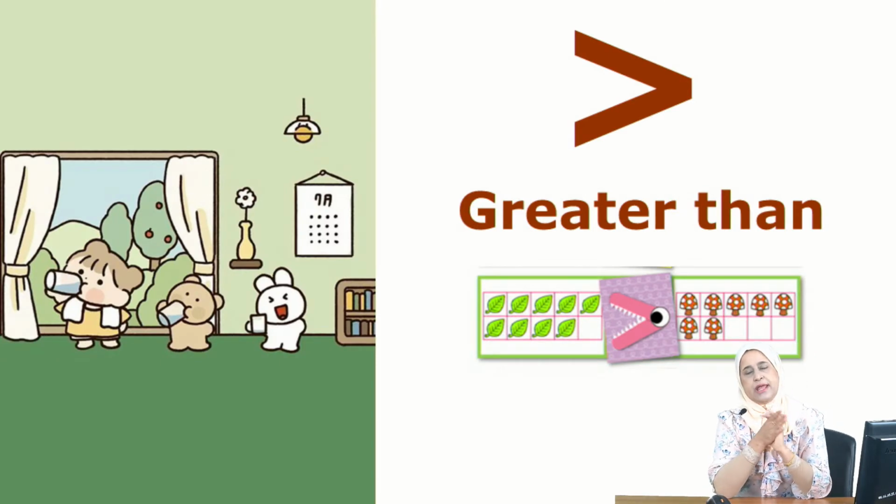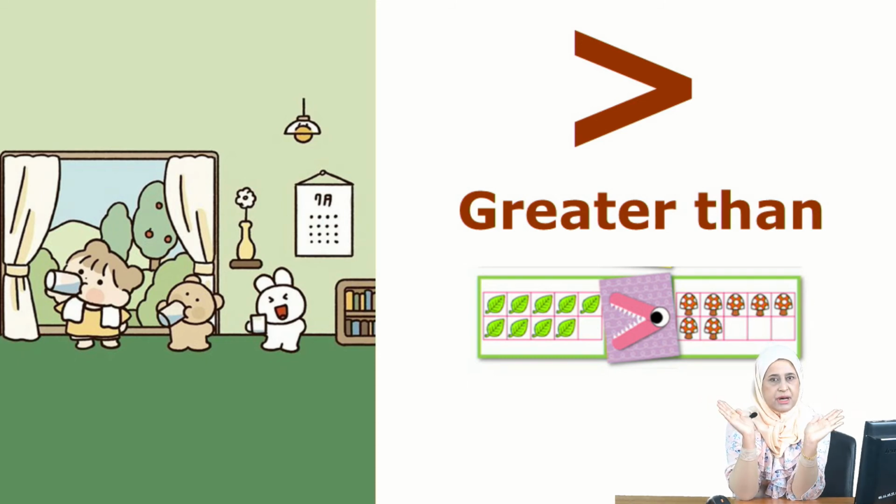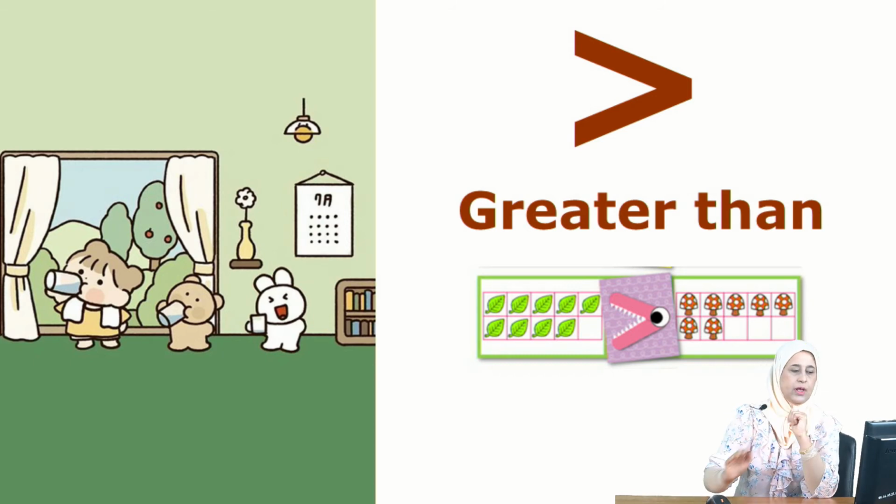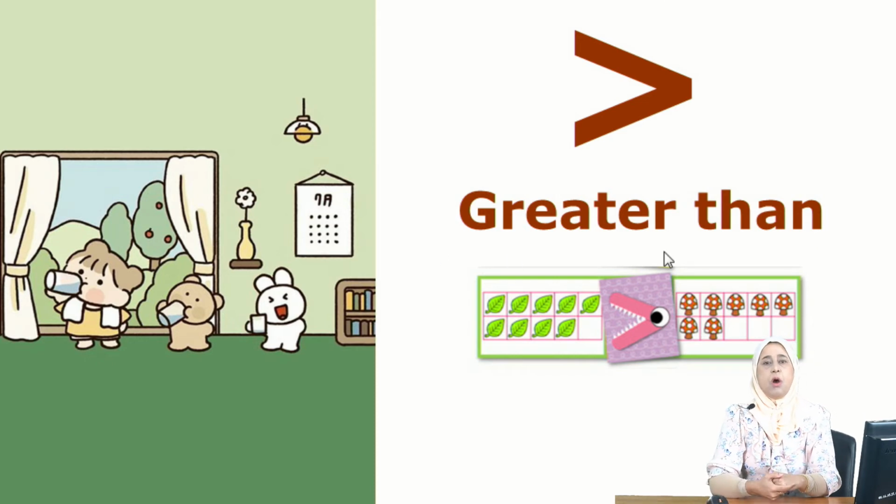Greater than and more than. Students, do you know, you can see this is like, we say, the crocodile mouth. This is the crocodile mouth. If the crocodile mouth is open, it means that number is big, great, more, greater than, more than, okay? So can you see here? I will spell first. G-R-E-A-T-E-R. Greater. T-H-A-N. Than. Greater than or more than.